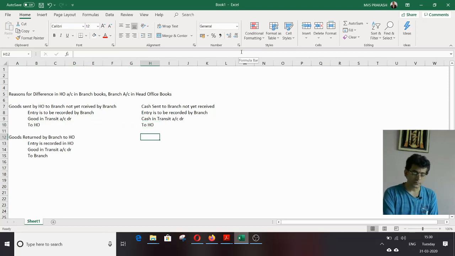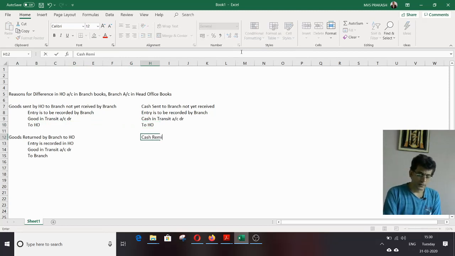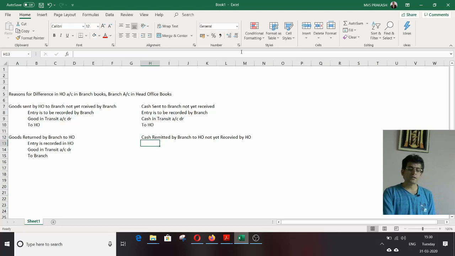Now, cash remitted by branch to head office, not yet received by whom? Not yet received by head office. So this cash is not yet received by the head office. Then ultimately, as soon as the payment is made, the branch will pass an entry. Cash is not received by the head office, so head office does not have any entry.